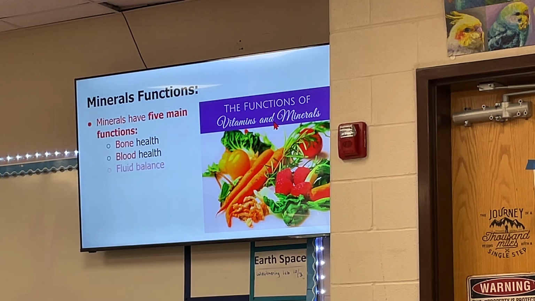So mineral functions: bone health, blood health, fluid balance, energy metabolism, and antioxidants. So we need them for a variety of things. Bone health is a big one. Blood health, to keep our blood balance.